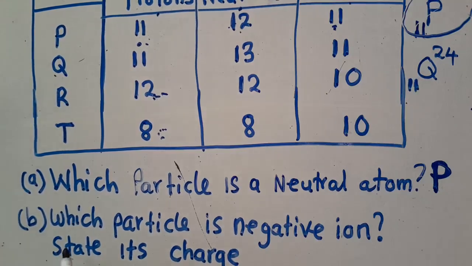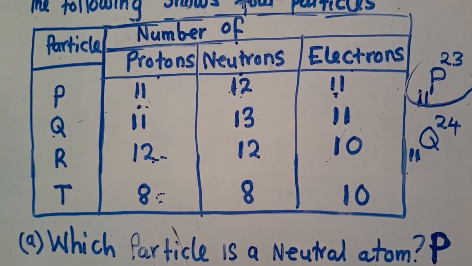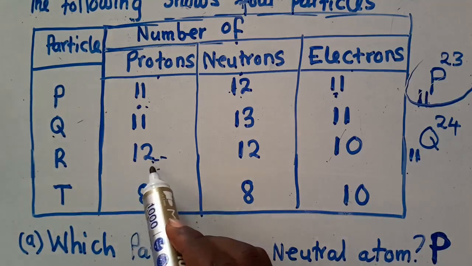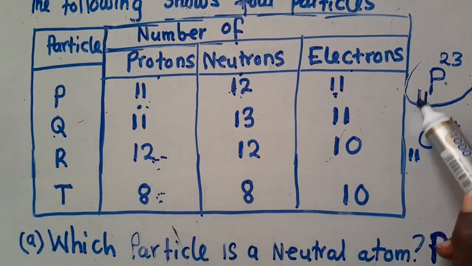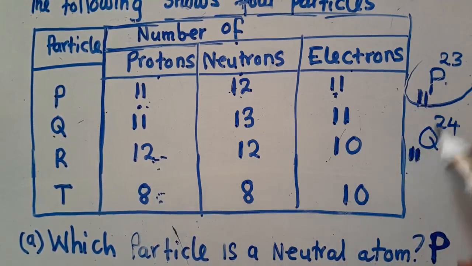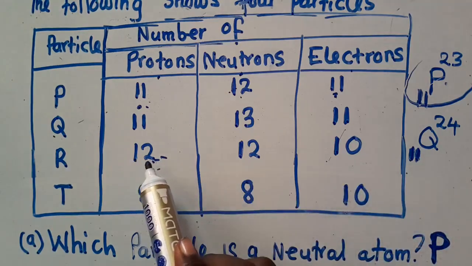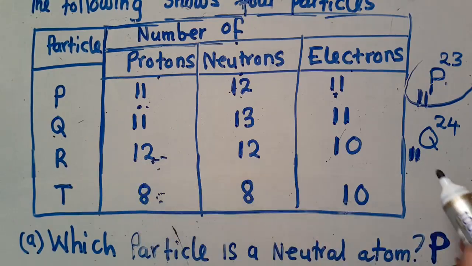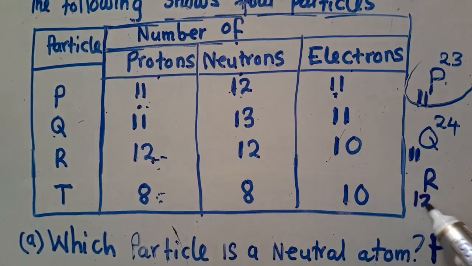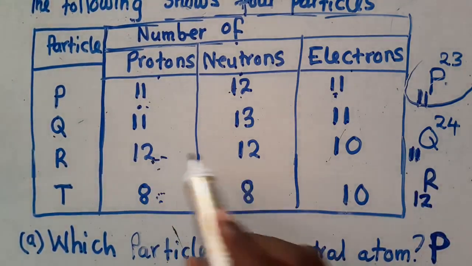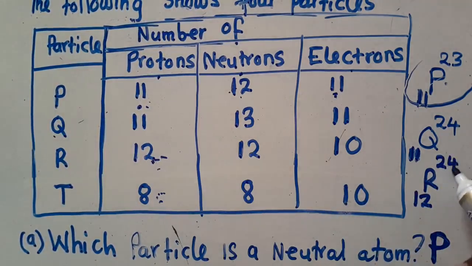The next question is saying, which particle is a negative ion? State its charge. So which of these particles is a negative ion? We've established that with proton number 11, this cannot be a negative charge. So we go to these two. This one, have you seen the proton number? I'm going to say this is R, proton number 12. Then the mass number, I add these two, I get 24.